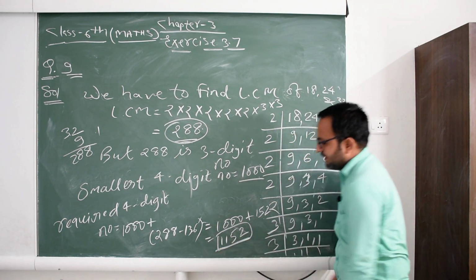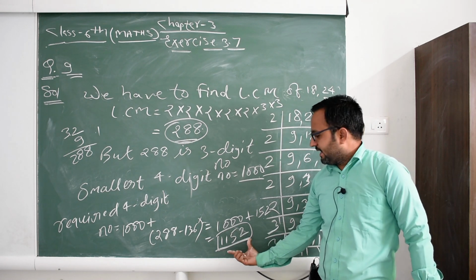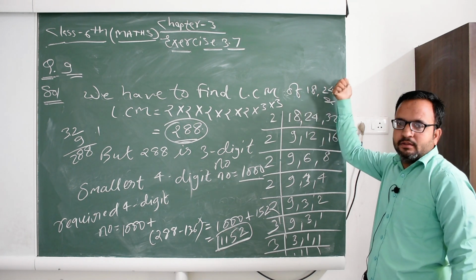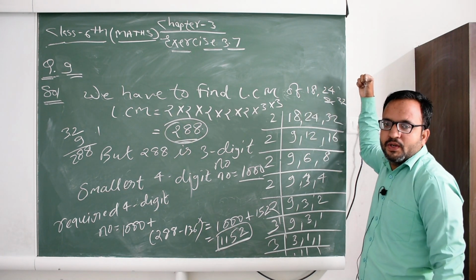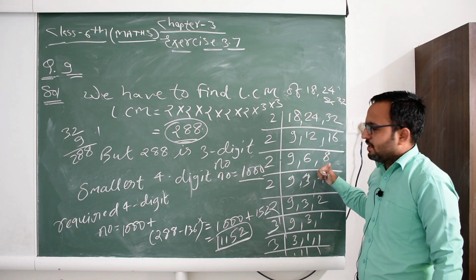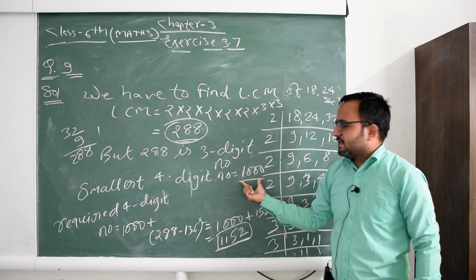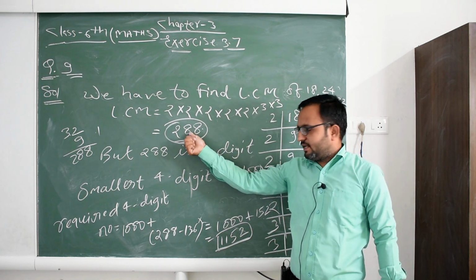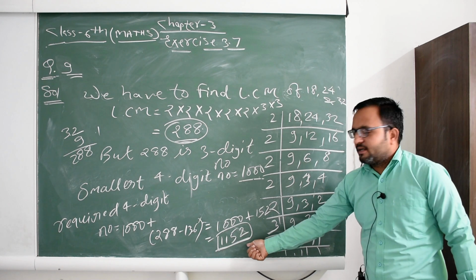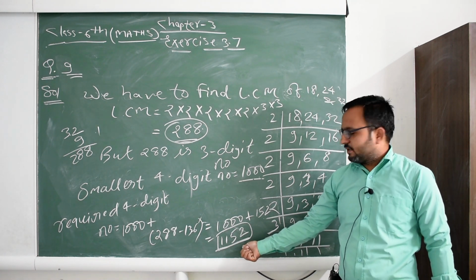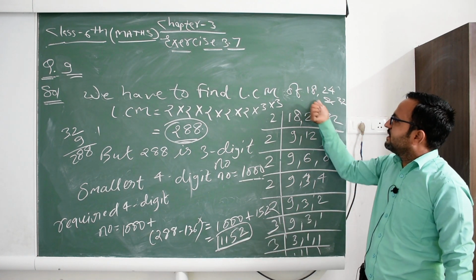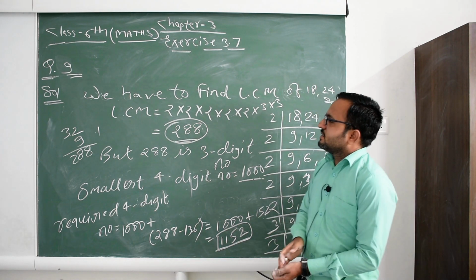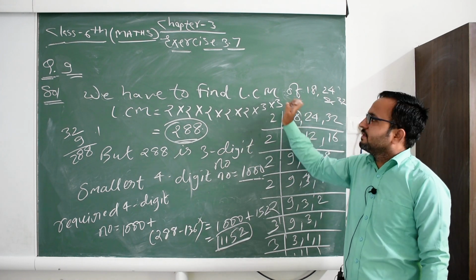So this is a 4-digit number, and this is the smallest number which is fully divisible by 18, 24 and 32. First we find the LCM, and the next step is to find the smallest number. This number is divided by 288, and subtract this number and you get this number. So this number is fully divisible by 18, 24 and 32.